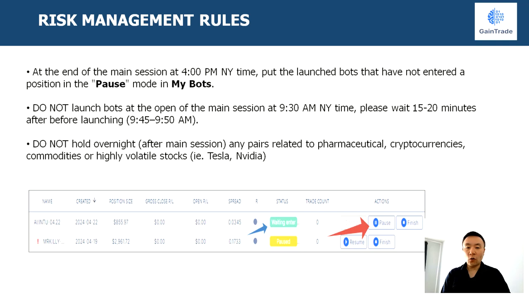Lastly, do not hold overnight, meaning after the main session, any pairs related to pharmaceuticals, cryptocurrencies, commodities, or highly volatile stocks, like for example Tesla or Nvidia. The simple reason is that these stocks can be very volatile during the after-hours sessions in the stock market and could result in price gaps the next morning.